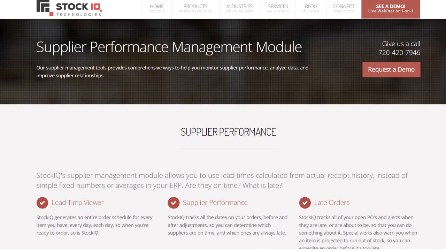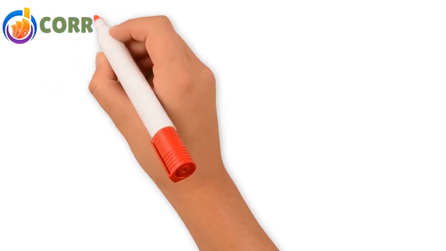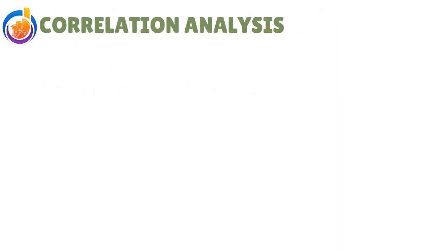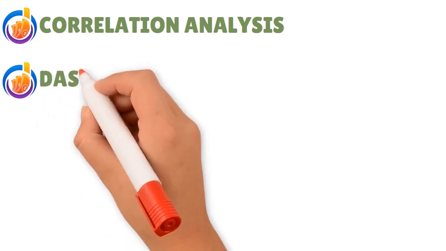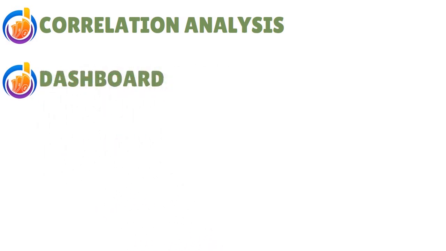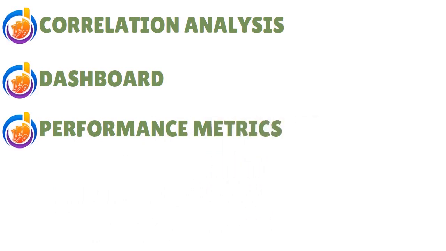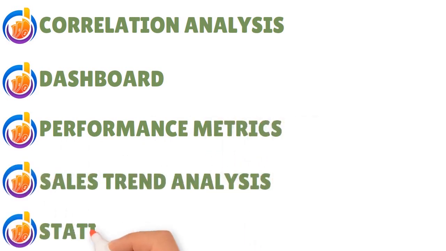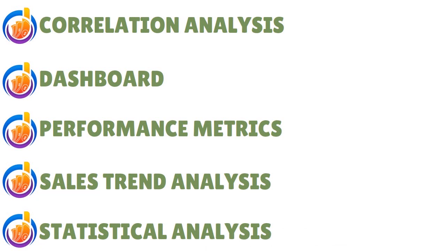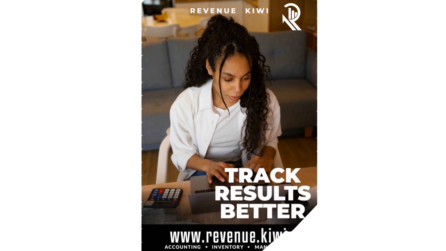And within sales forecasting, you have all kinds of categories you have to really pay attention to. For instance, budgeting. You have correlation analysis. Correlation analysis is really important, especially when you have the three categories of items that I spoke to you earlier about: the raw materials, the work in process, and also the finished products. You have a dashboard, modeling and simulation. You have performance metrics, reporting, and sales trend analysis, and statistical analysis also. And Stock IQ does a great job there in trying to help you really model things more efficiently.